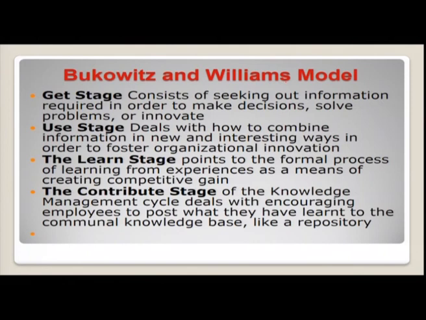Now, as far as this Bukowitz and Williams model is concerned, let us see the different stages that have been used. In the ZAC model, we saw 5 different stages, whereas in this Bukowitz and Williams model, we have 4 different stages. One is the get stage, the second is the use stage, the third is the learn stage, the fourth is the contribute stage. Now, what is the get stage? The get stage consists of seeking out information required in order to make decisions, solve problems or innovate.